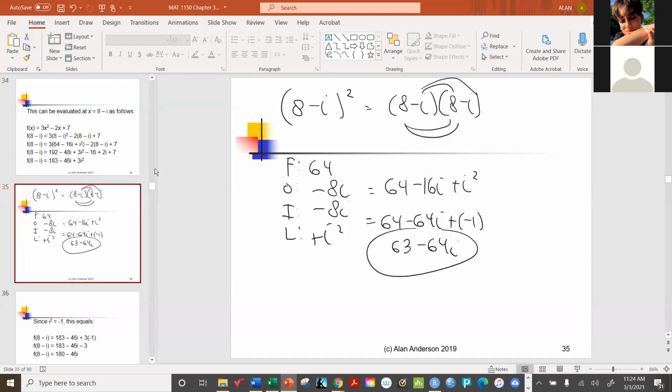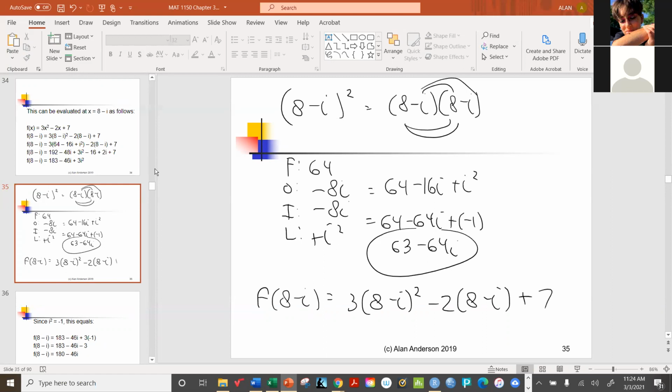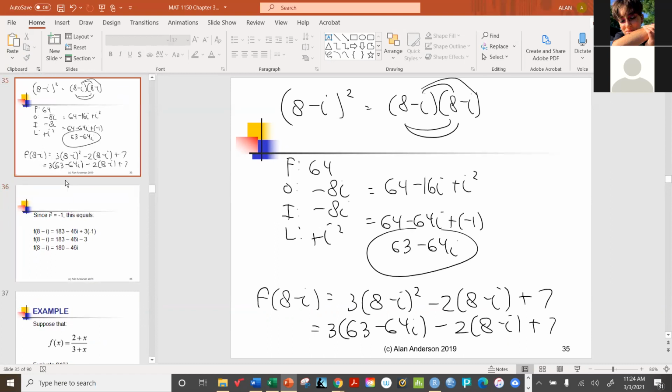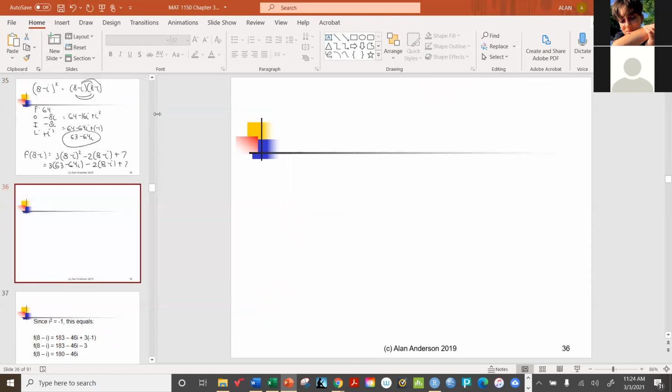We've got f of 8 minus i is 3 times 8 minus i squared minus 2 times 8 minus i plus 7. So what I'm going to do here is put this expression inside these parentheses. This might be a little quicker than what's going on in the slides, where there's about 1 million steps in progress. So I'll repeat that right here.